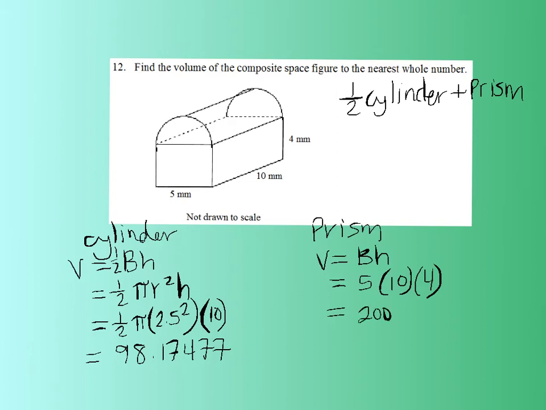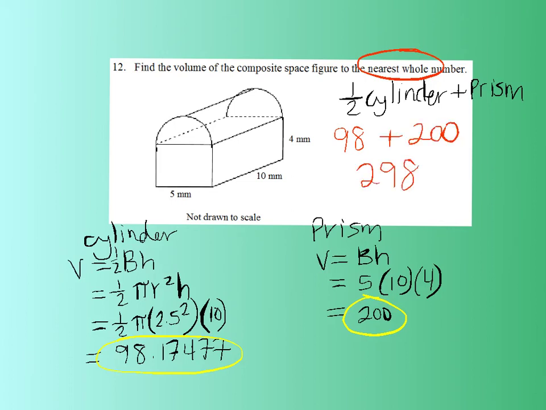So now we just take these two measurements and we add them up. So half our cylinder we said was 98. We're rounding it to the nearest whole number, so 98, plus our prism, 200. So our answer is 298 millimeters, and since we're talking about volume, it's cubed. So 298 millimeters cubed.